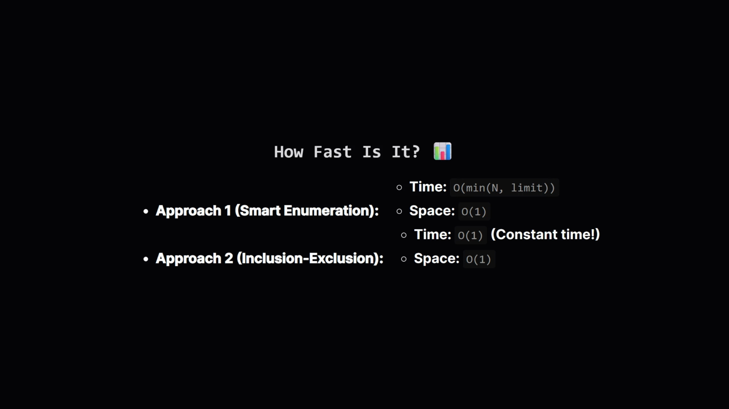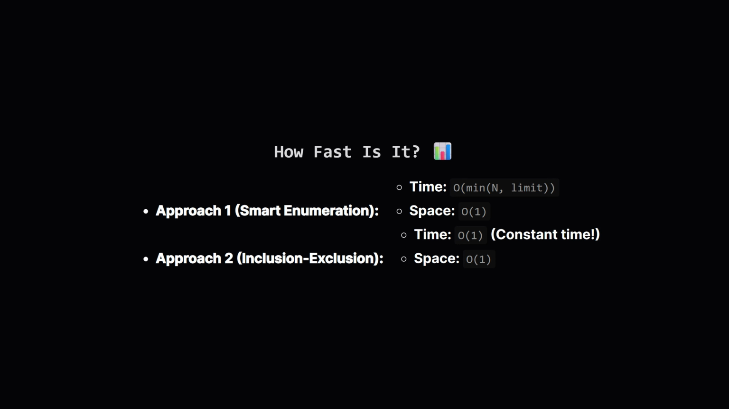So how fast are these approaches? The first one, the smart enumeration where we loop for the first child and calculate for the other 2, takes time proportional to the minimum of n or limit. We call this big O of min(n, limit). It uses very little extra memory, so big O of 1 space.